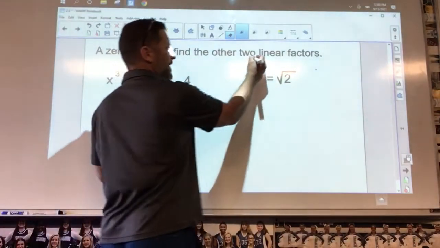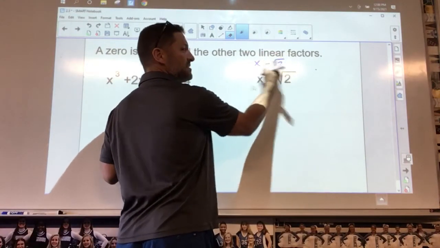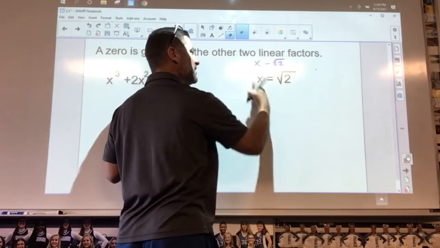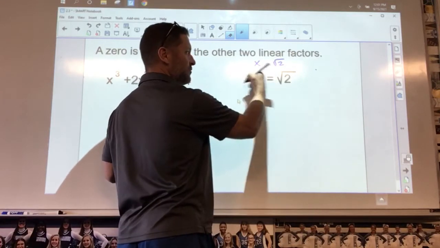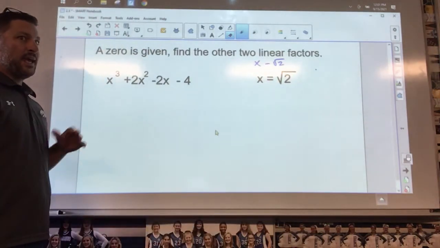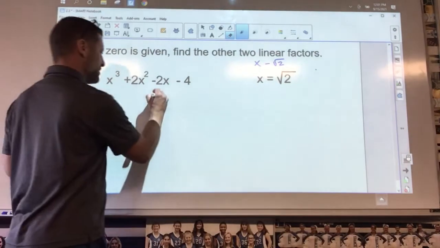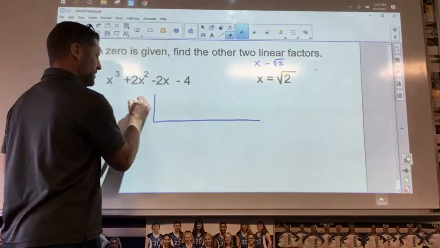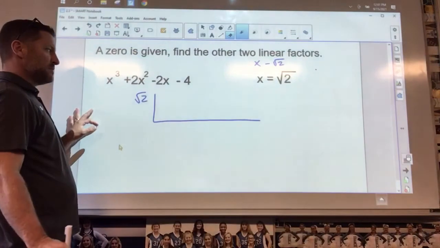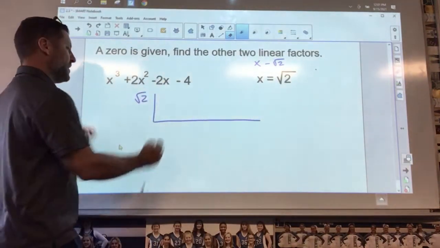When I give you a factor, like x minus square root of 2, you change the sign. But if given a 0, you don't change the sign. Remember, the 0 is what goes outside of synthetic division. And I'm actually going to use synthetic division for this. This is a linear factor, so I'm going to take the square root of 2 outside and divide it into this, and we can see if we can find the other two linear factors.